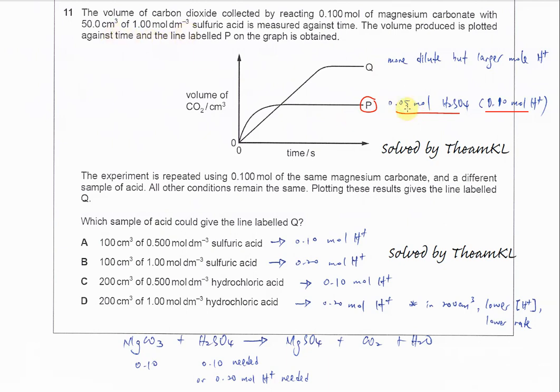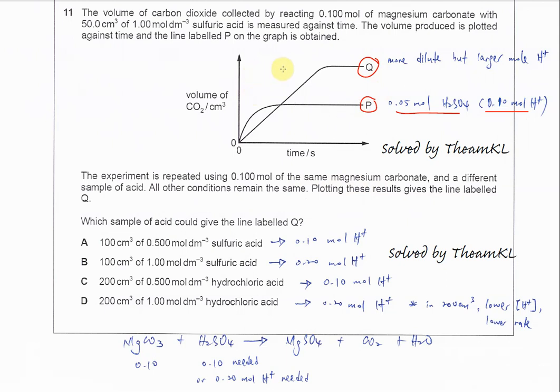So when the mole of H2SO4 is 0.05, the mole of H plus must be double. So it's 0.10. And after that, the experiment is repeated using the same amount of carbonate, but now a different sample of acid. So magnesium carbonate is the same. Now, what is the acid that is used to produce the Q?